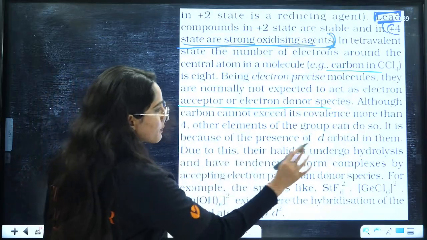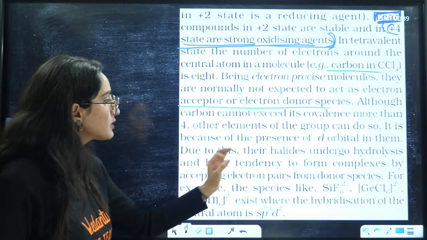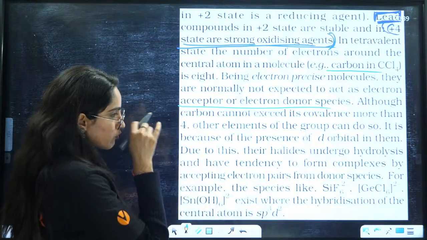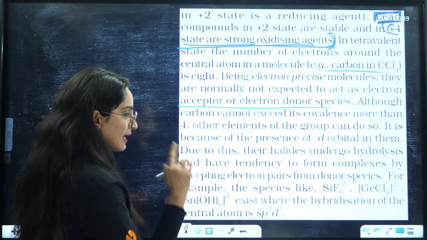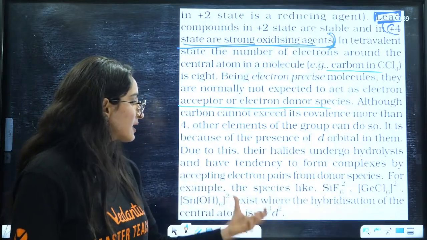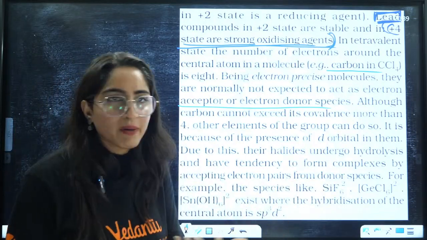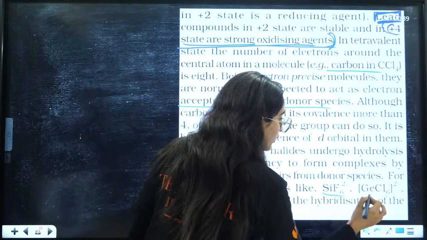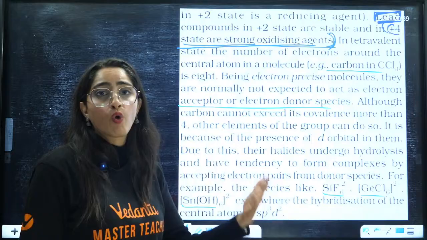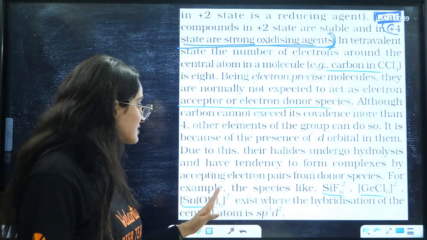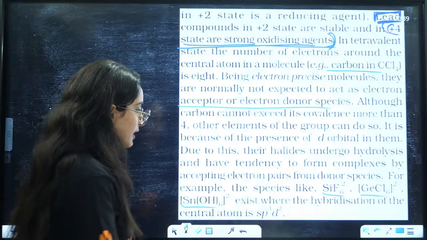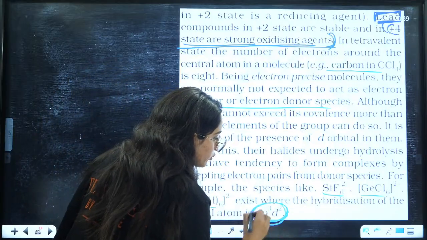Now, it is because of the presence of d orbitals in them that their halides undergo hydrolysis and have a tendency to form complexes by accepting an electron pair from donor species. This is what they are saying. Except for carbon, silicon halide, germanium halide, and tin halide will undergo hydrolysis. For example, species like these exist where the hybridization of the central atom is sp3d2. Very, very important.